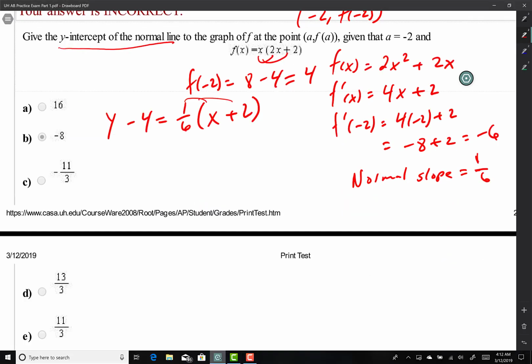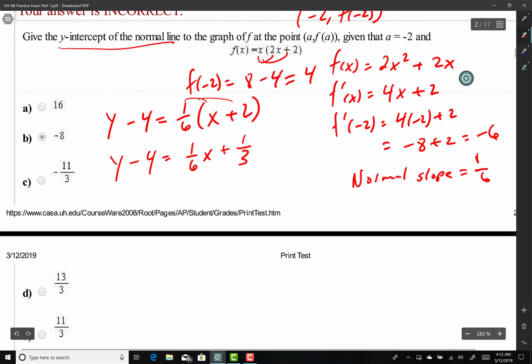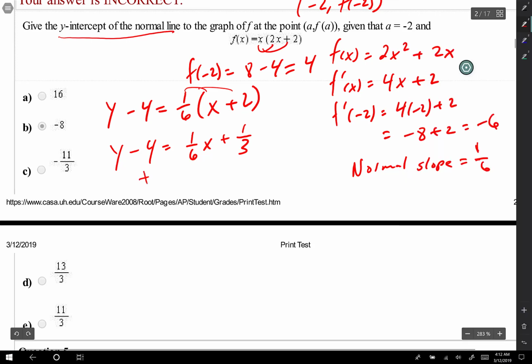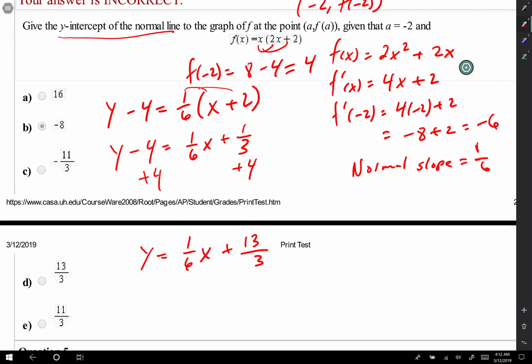When you distribute, you get 1/6x, 2 goes into 6 3 times, so plus 1/3. Let me know if I made any mistakes there. Plus 4, and I'm going to write it down here, guys. y equals 1/6x plus 13 over 3. There it is. So they wanted the y-intercept.